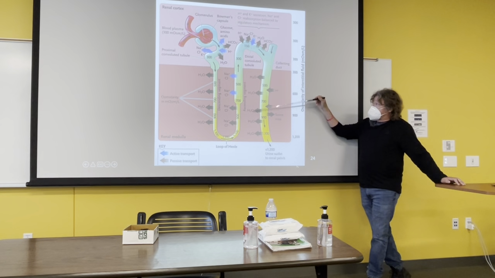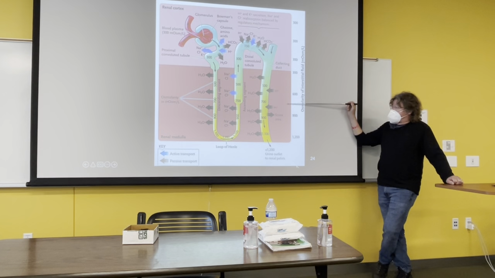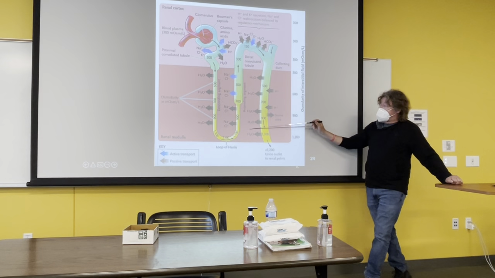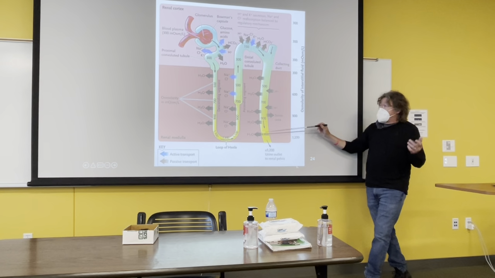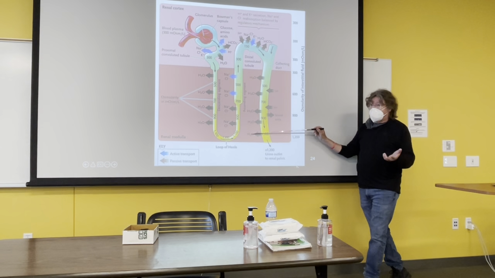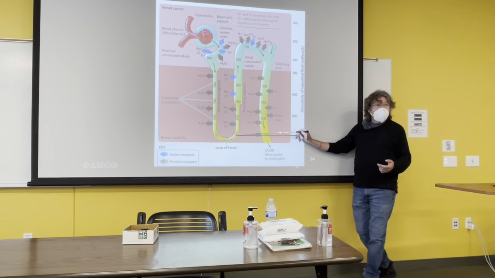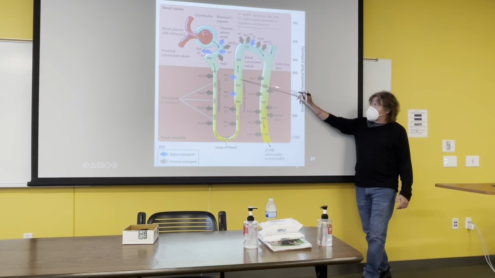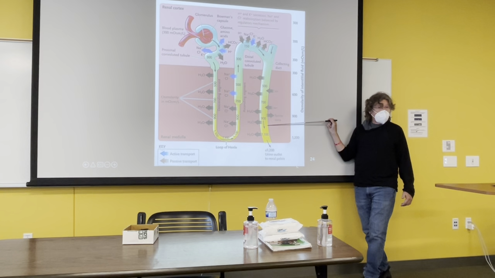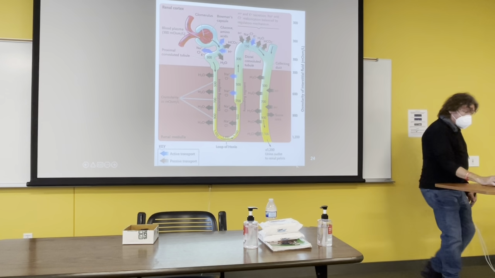So the gradient is set up by active transport in the ascending loop of Henle, as well as leakage of urea down here, and that could be moderated. Now what happens to this urea, it gets into the interstitial fluid, and then it just simply goes back into the ascending loop of Henle, and goes back around. Okay, so this is how the system is working.